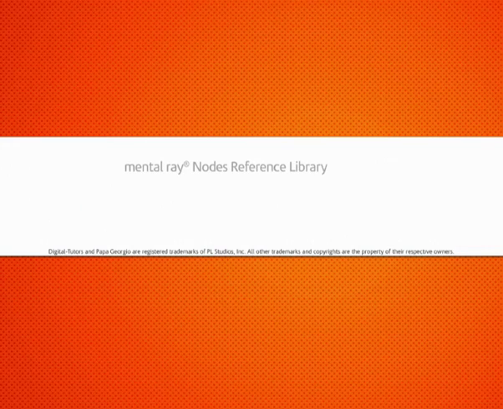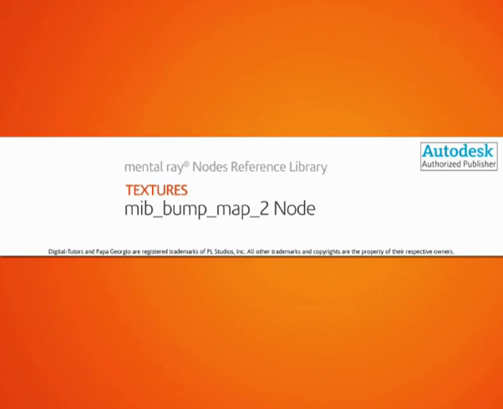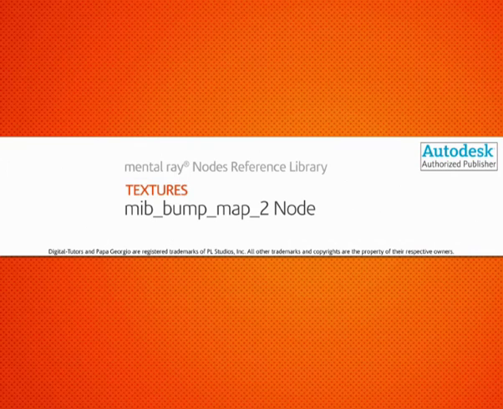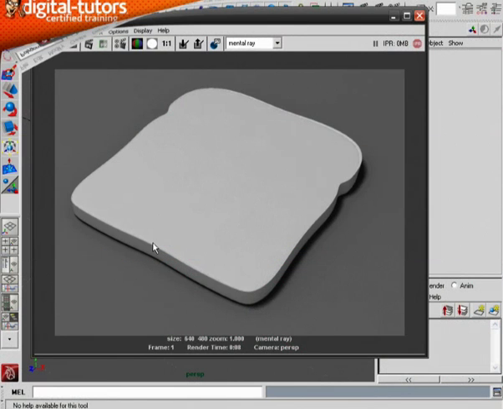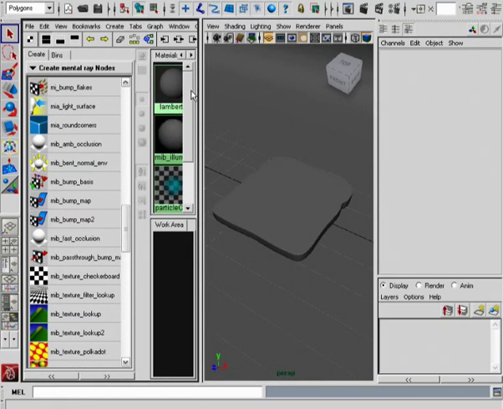In this lesson, we'll take a look at how we can use the Bump Map 2 feature as a faster, more accurate way of achieving bump mapping effects as compared to the standard bump map node. So if you take a look at the scene that we have, our bread geometry, and what we want to do is use the Bump Map 2 feature to apply some bump mapping effects.